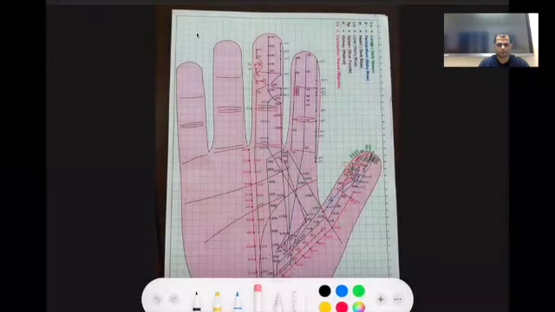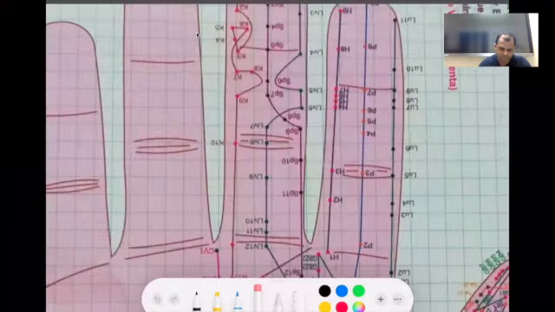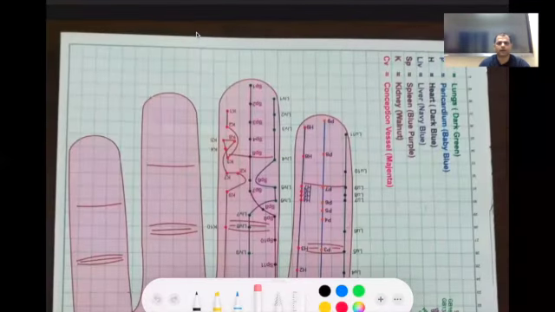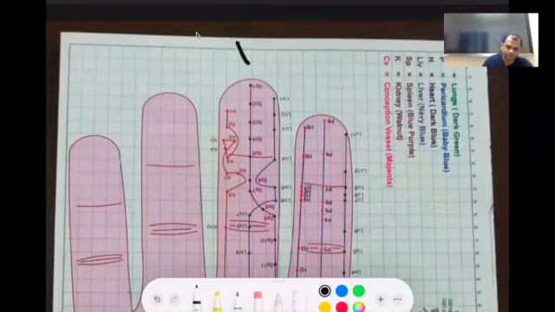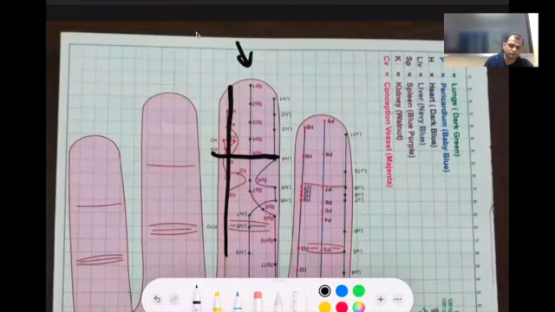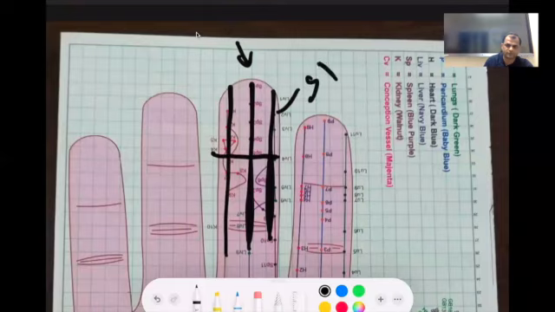So look at this image. In the palmar side, this is the middle finger. The middle finger is like a leg, and this is the first joint. In the middle finger, we have three meridians, 1, 2, and 3.